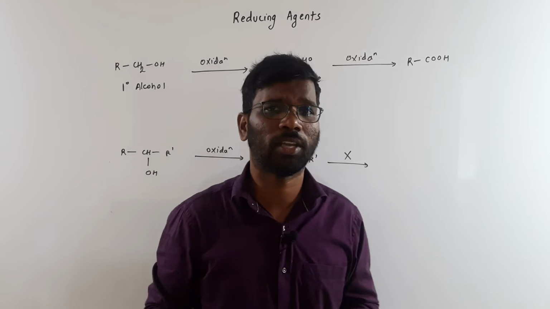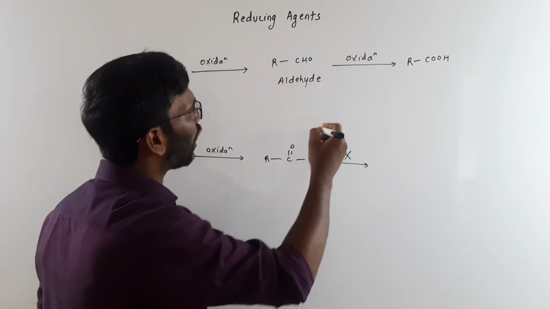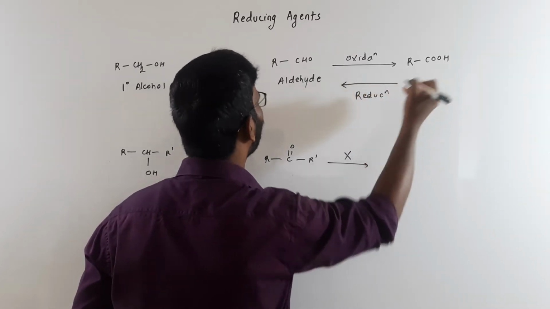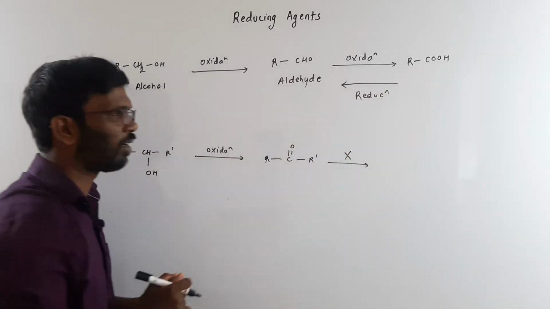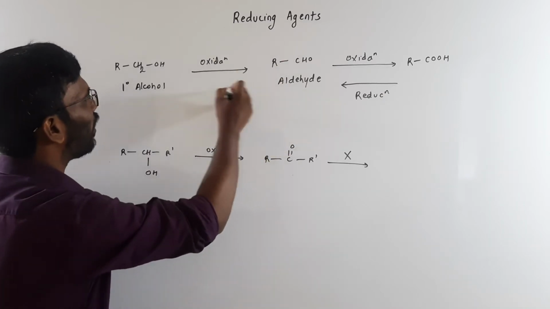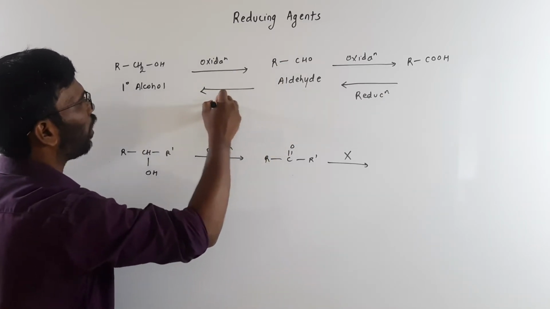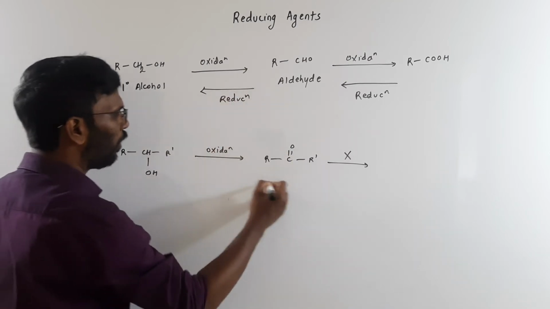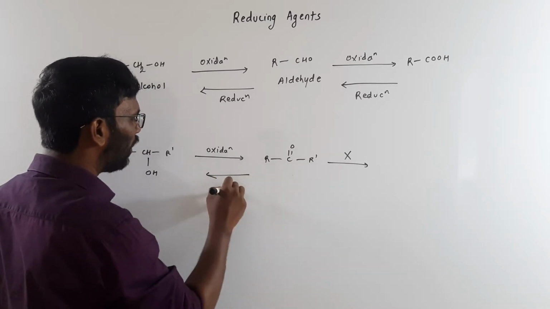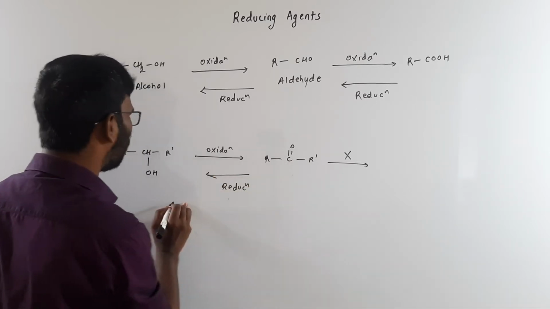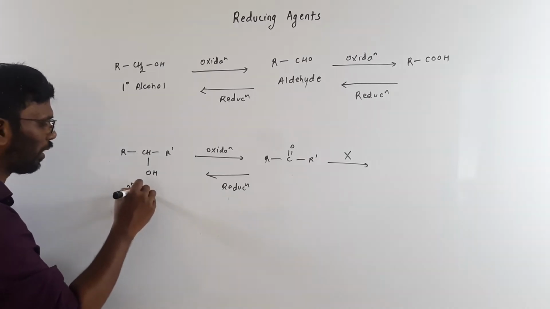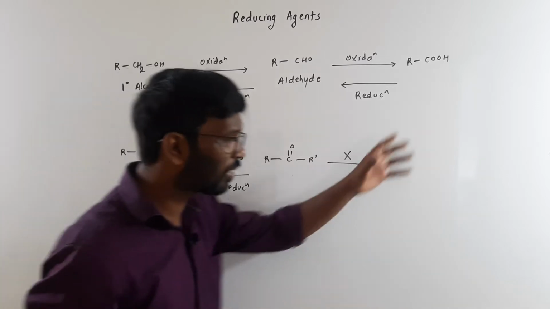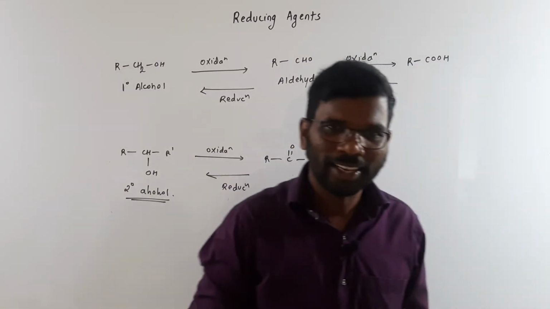In the same way for reduction, if it is a carboxylic acid and you are doing the reduction, then the carboxylic acid will get converted to the aldehyde, and the aldehyde will get converted to the primary alcohol if we do the reduction, right? Same way, if we do the reduction of the ketone, then the ketone will get converted to the secondary alcohol. So let us understand all these reducing agents in more detail.